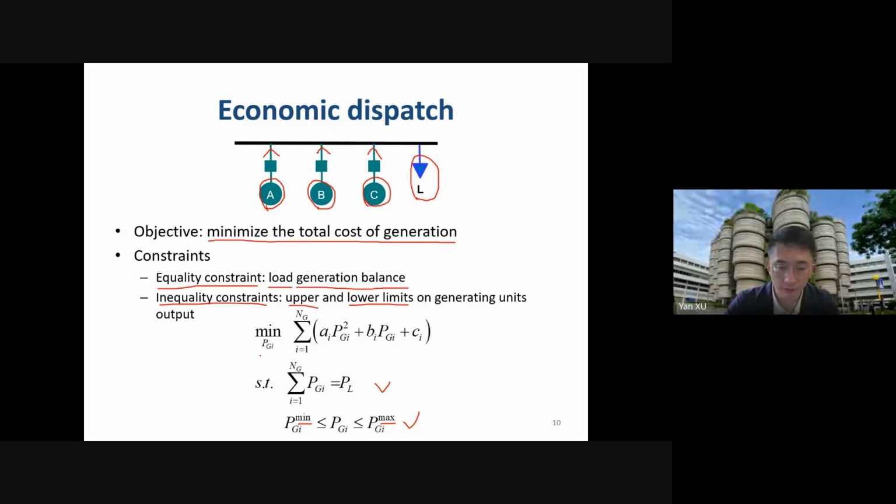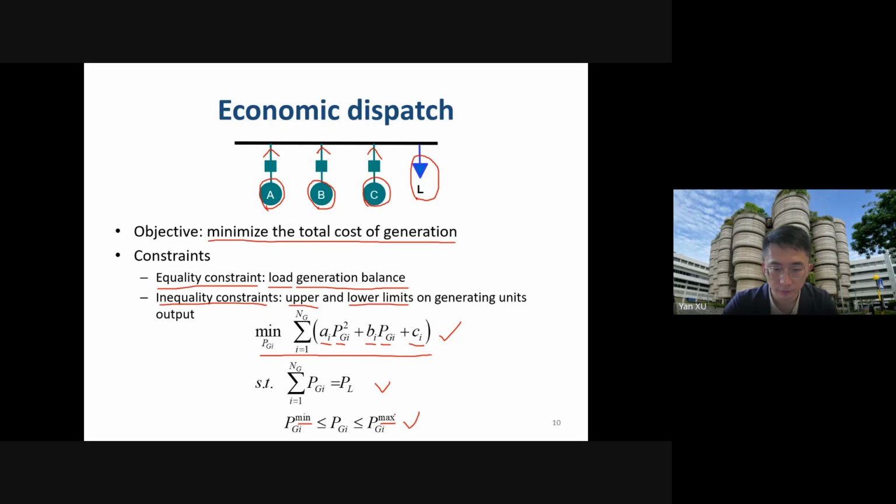And in terms of the objective function, sometimes we use this quadratic cost curve to denote the generation cost of the generator. So basically you can see that the generation cost of a generator i equals coefficient a_i times the square of the power output, plus the coefficient b_i times its power generation output, plus a constant c_i. So this is the total generation cost.